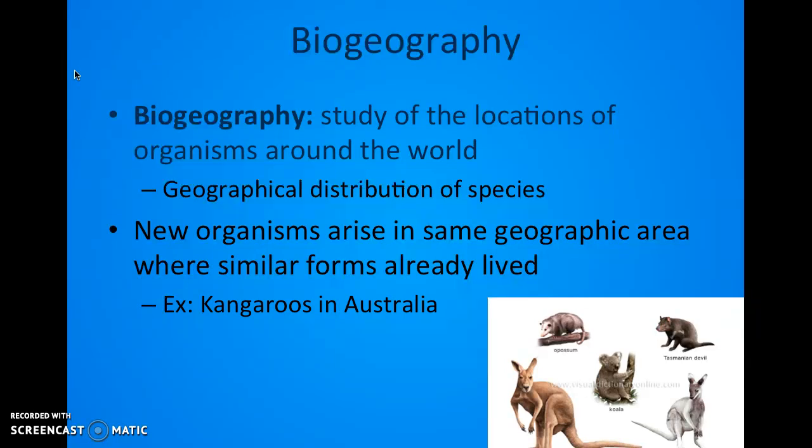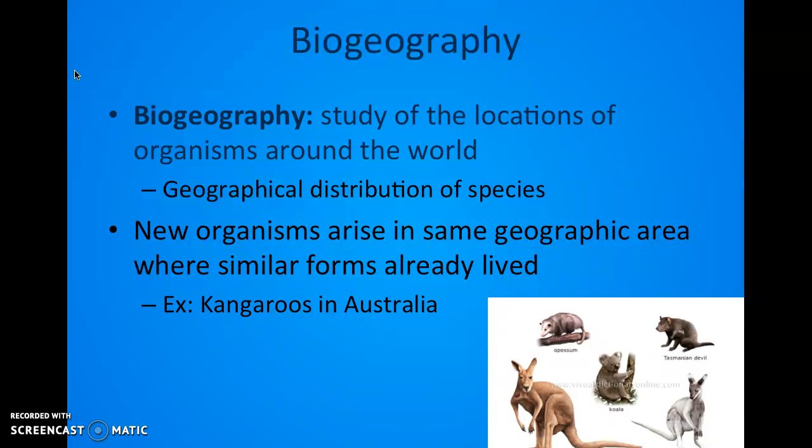The second type of evidence is called biogeography. This is a study of the locations of organisms around the world, so how they're geographically distributed. New organisms are going to arise in the same geographical area where similar forms already lived. The best example of this would be kangaroos in Australia.